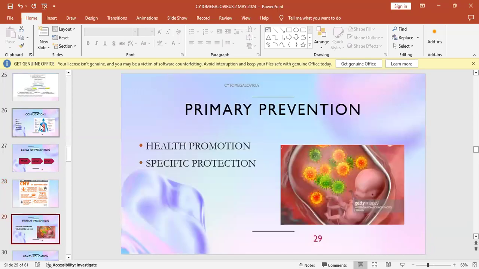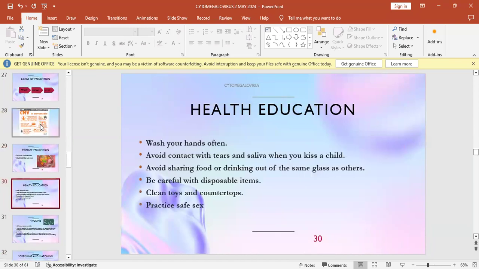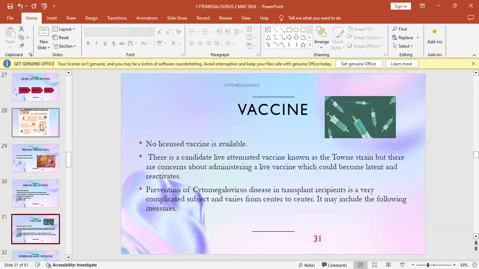Primary prevention is health promotion and specific protection. Health education is the main pillar. To avoid the infection, you need to wash your hands frequently, avoid contact with tears and saliva when you kiss a child, and avoid sharing food or drinking out of the same glass as others. Be careful with disposable items, and clean toys and countertops. Practice safe sex. Vaccine: there is no licensed vaccine available for cytomegalovirus. However, there is a candidate live attenuated vaccine known as Towne strain, but there are concerns about administering a live vaccine which could become latent and reactivate.